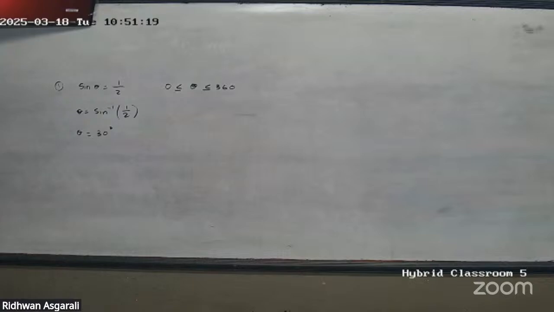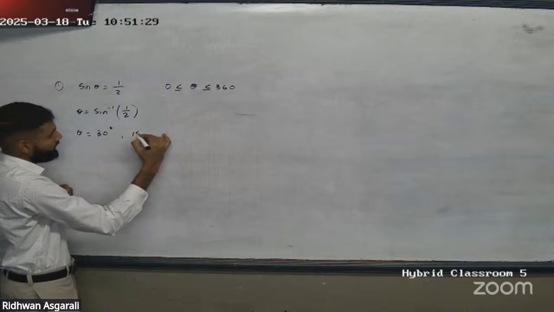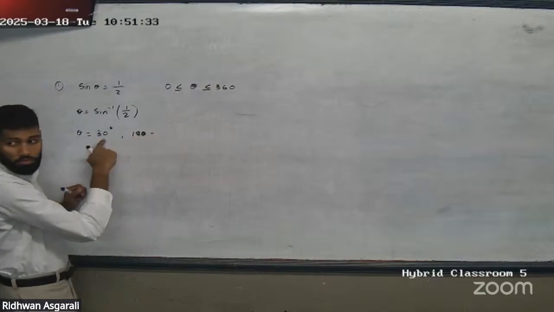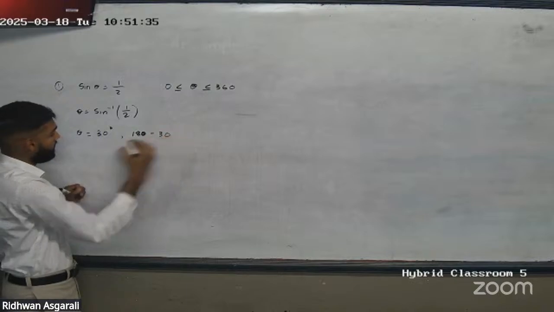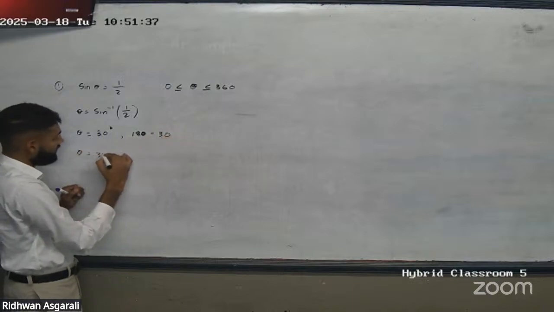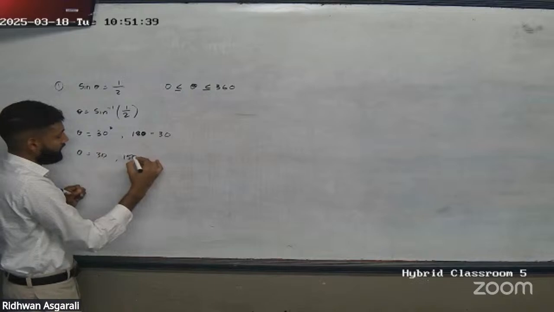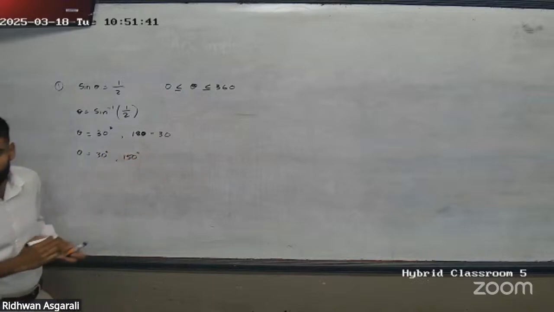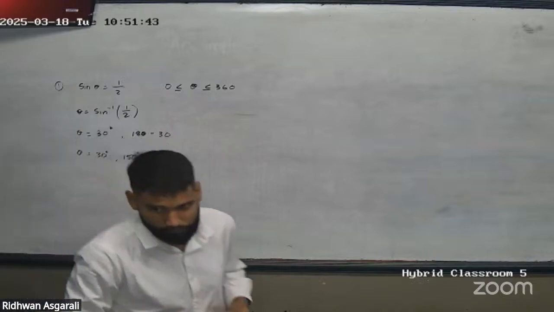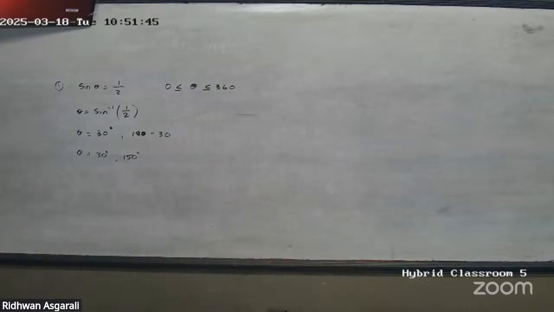Yeah? Right. So where else is sine positive? In which quadrant? Second quadrant, right? So we have to find the value for it. So it's 180 minus theta, which theta is what? 30. So we get theta is 30 and 150 degrees. Yeah, easy. Right, try the next one.